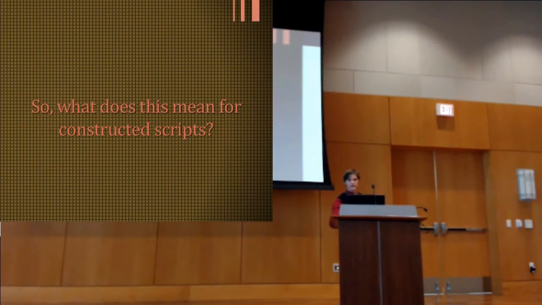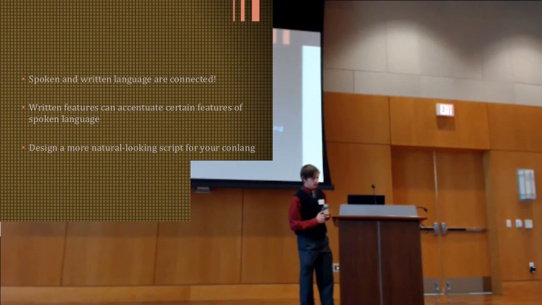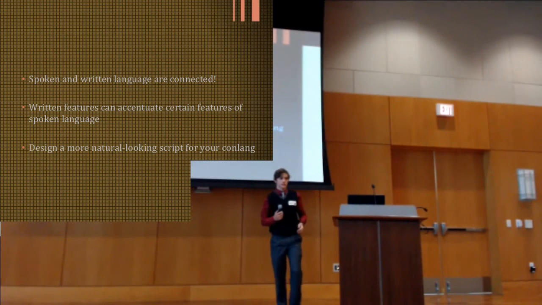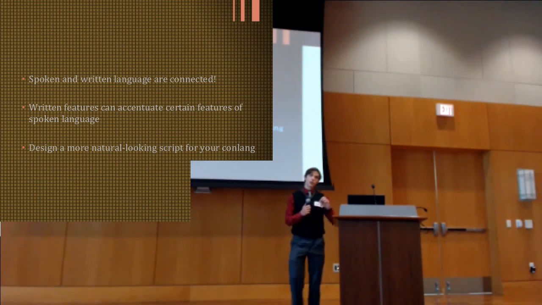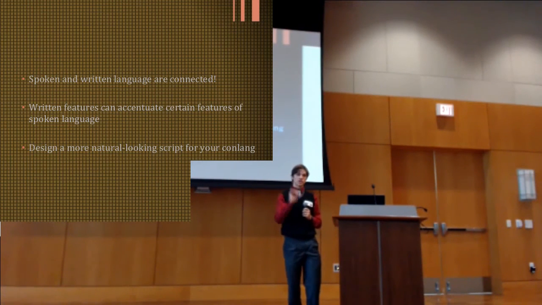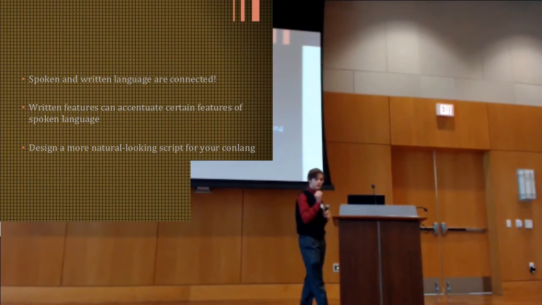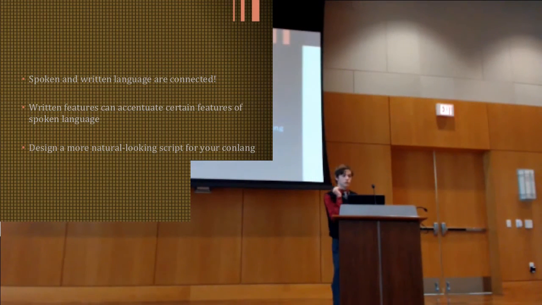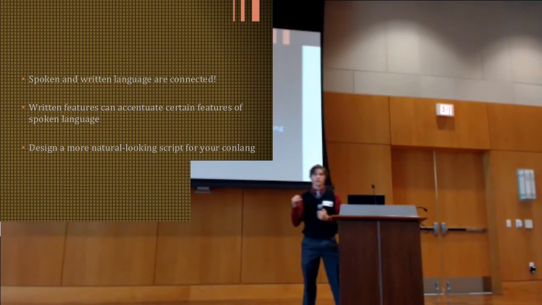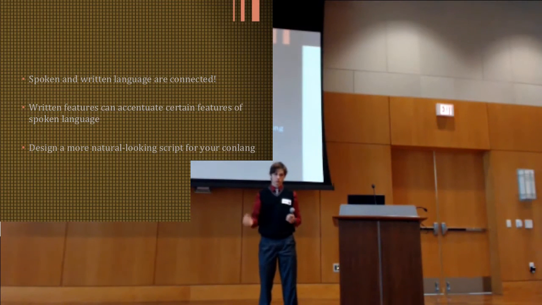Now, so what does this mean for constructed scripts, and more importantly, for constructed languages? This means that spoken and written language is connected. So you can say that certain written features can accentuate certain features of spoken language. There might be certain shapes on paper that do correspond to different spoken phonemes that we use. So you can define a potentially more natural looking script for your Conlang based on the particular phonemes that your Conlang includes.